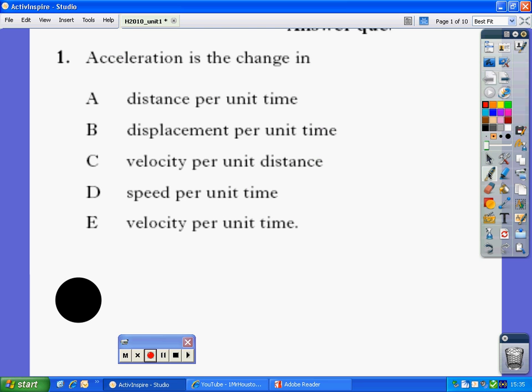This is the Higher Physics Multiple Choice Paper 2010, questions 1 to 6.